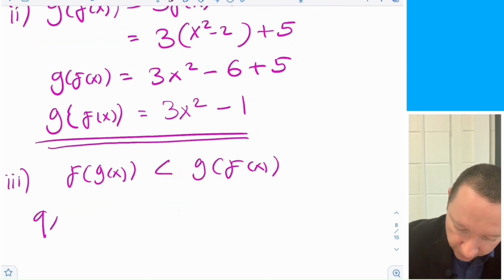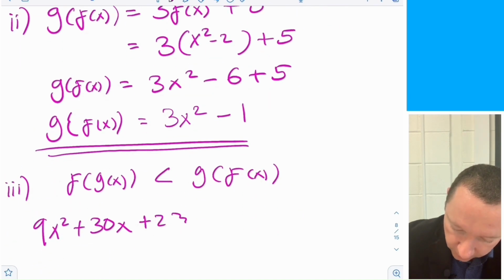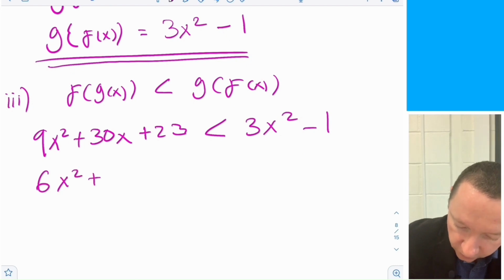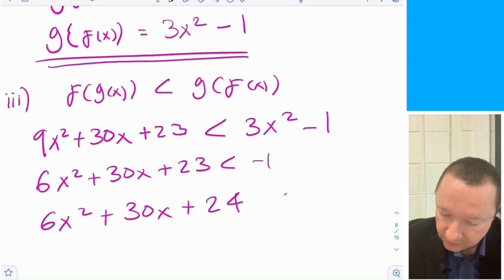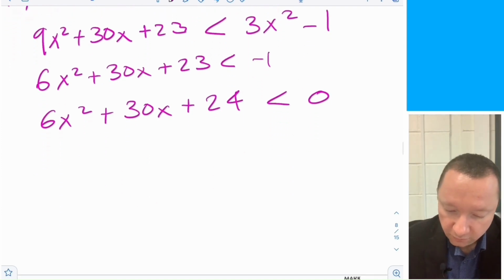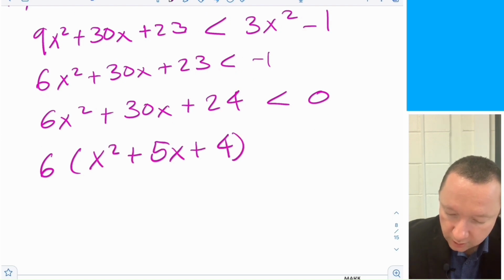So 9x squared plus 30x plus 23 has to be less than 3x squared, take away 1. Taking the x squareds across, we've got 6x squared plus 30x plus 23 is less than minus 1. So 6x squared plus 30x plus 24 is less than 0. So we've got a quadratic inequality to solve. So let's look for a common factor. 6x squared plus 5x plus 4 is less than 0.